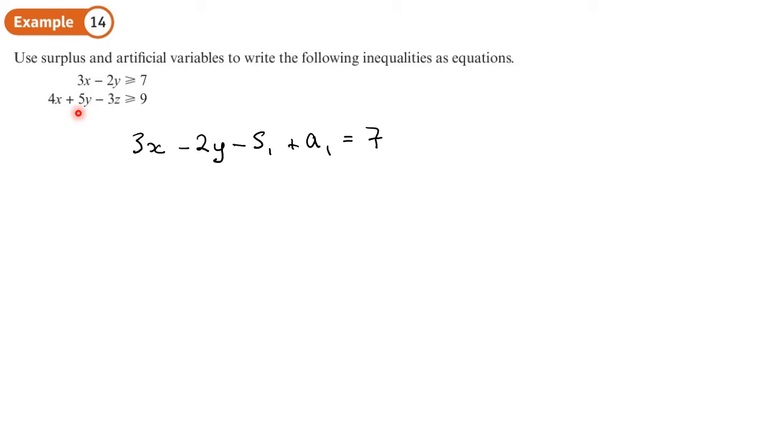We take the second inequality, we'll do the same thing. So we'll have 4x plus 5y minus 3z. We need to subtract a second surplus variable, and add a second artificial variable. So now that becomes that second equation.